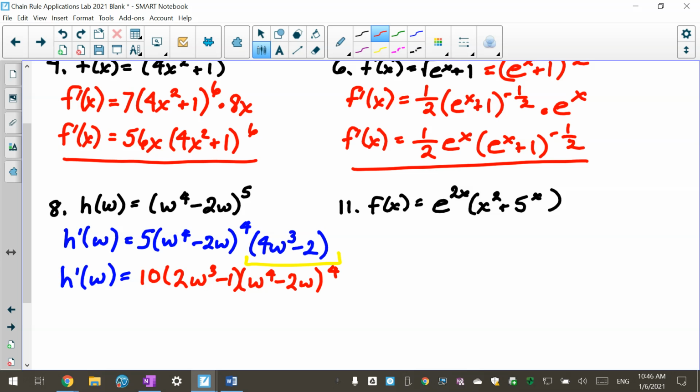Now, in actuality, it doesn't really matter if these are in a different order. I just threw that in front because I factored out the 2 and wrote it like that. But basically, that's perfectly fine for doing the derivative. So that's number 8.